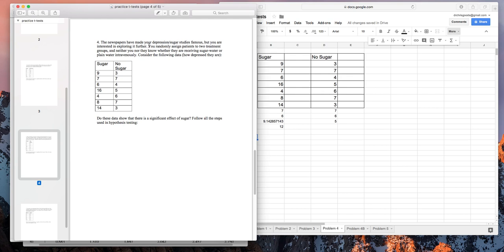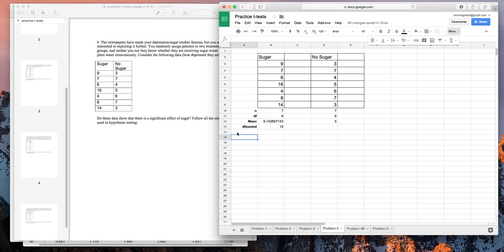You randomly assign patients to 2 treatment groups, and neither you nor they know whether they're receiving sugar water or plain water intravenously. Oh dear. Well, consider the following data, how depressed they are. So let's just start by assuming that a bigger score means they're more depressed. And here's people who got sugar, here's people with no sugar. Do the data show there's a significant effect of sugar? And that's not the whole question. I mean, it is, what if there is one, what is the effect of sugar?